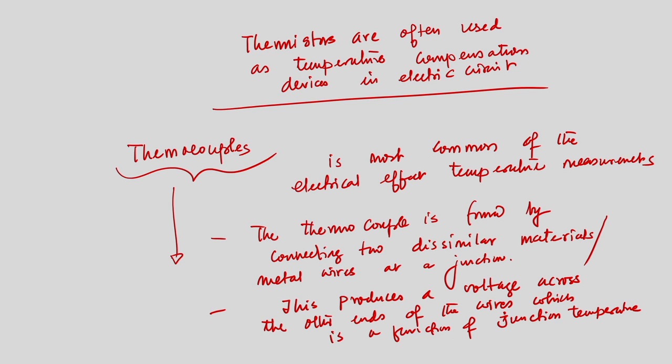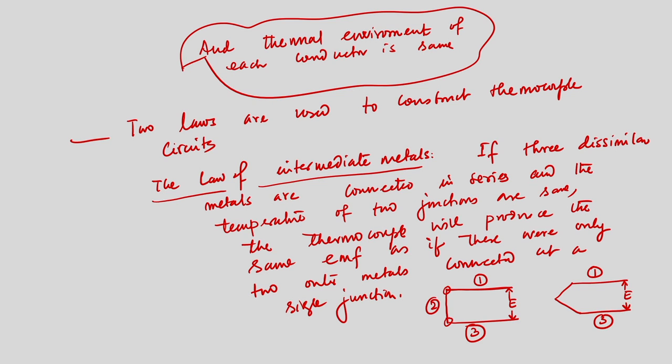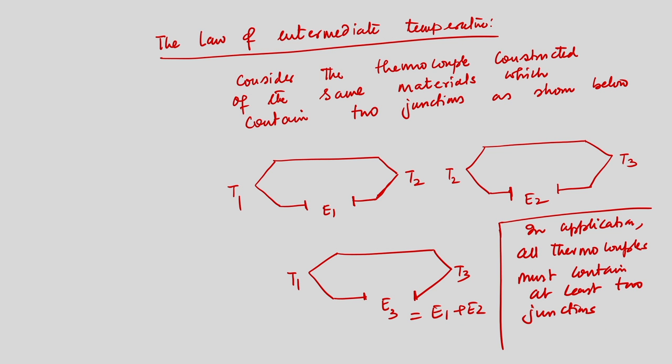And we have discussed the constructional features, and from the constructional features how we can measure temperature. To understand that, we need to know three important effects that we have discussed. And finally, we have seen that essentially a thermometer can be created by calibrating the output voltage across the non-junction ends of the wire if the current is very small, and also the thermal environment of each conductor is the same. From there, we have seen that two laws are used to construct thermocouple circuits: the law of intermediate metals and the law of intermediate temperature.